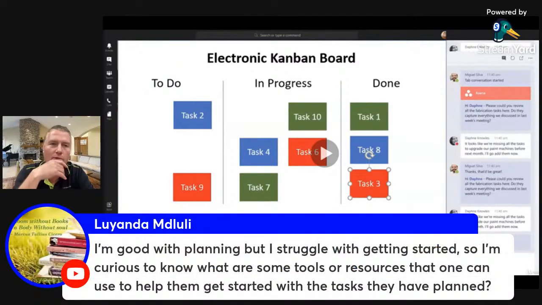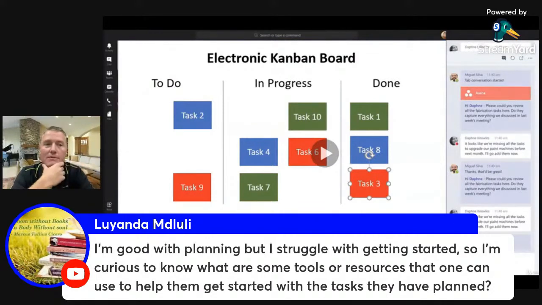Luyando says, I'm good with planning, but I struggle with getting started. So I'm curious to know what are some tools or resources that one can use to help get started with a task they plan. So Luyando, your challenge is getting started. And to be honest with you, if you start something, you're ahead of 80% of people, right? Some of the biggest challenges is actually just getting started with something, because once you start something, you build up momentum, and that actually helps you get going.